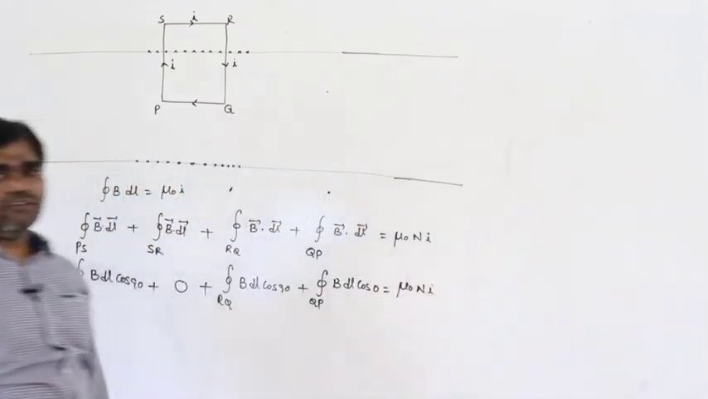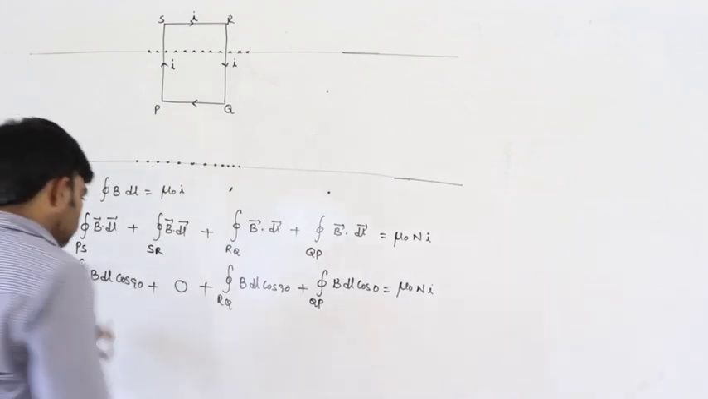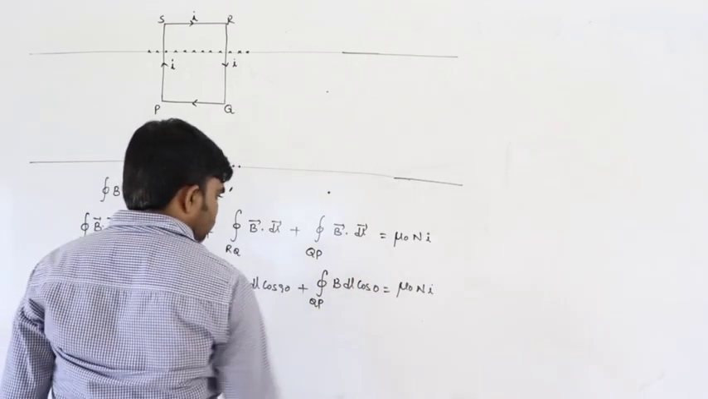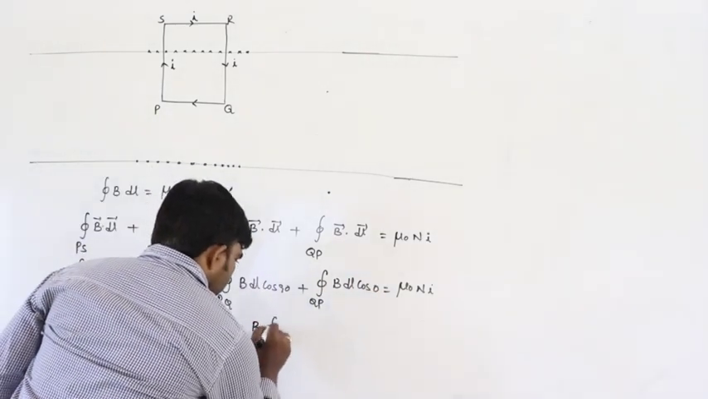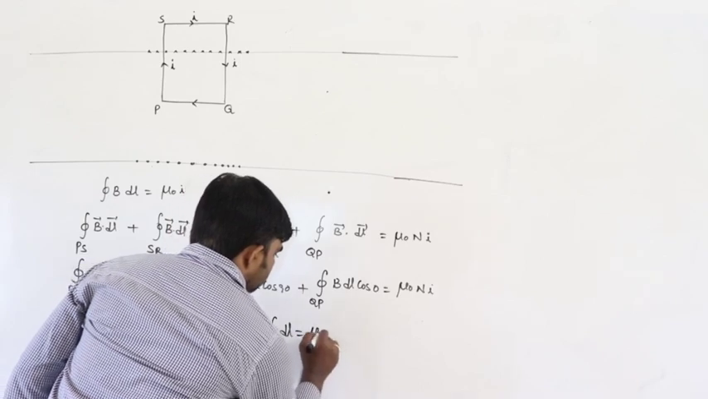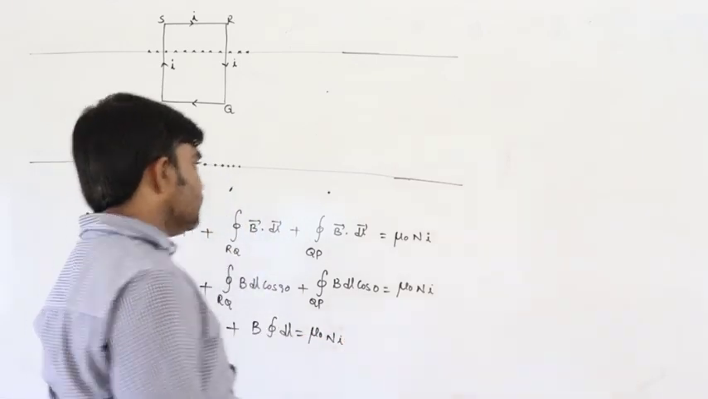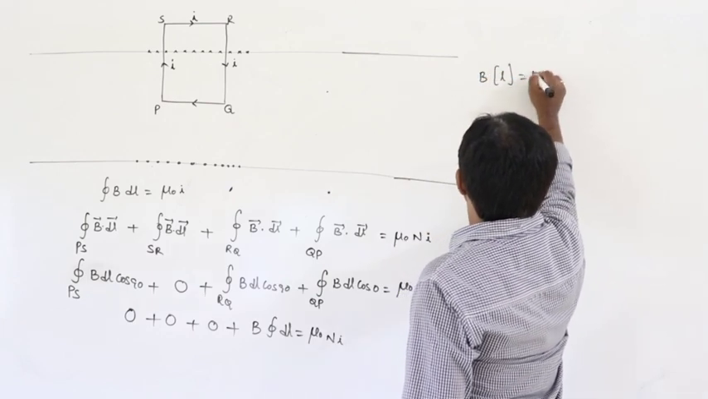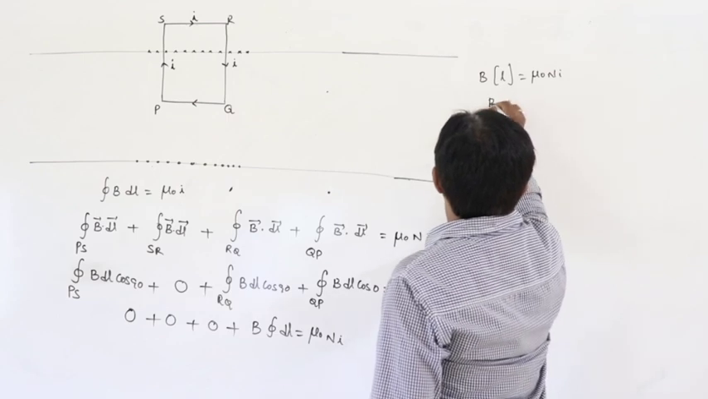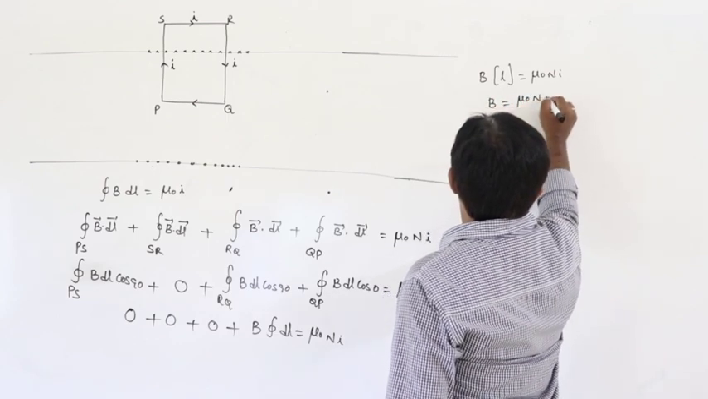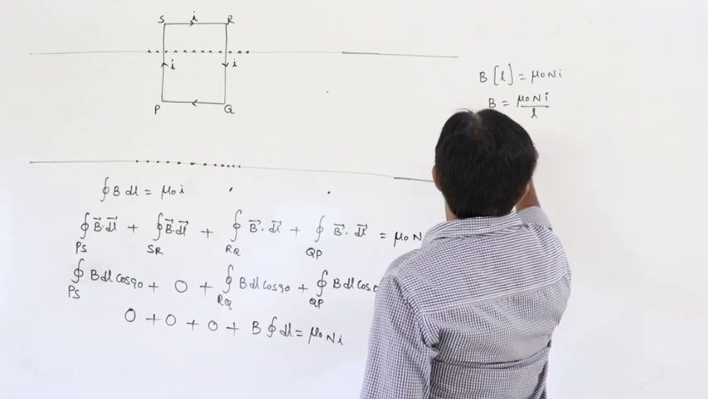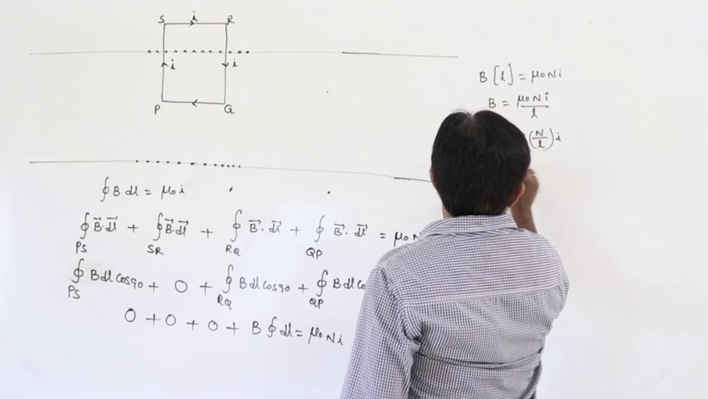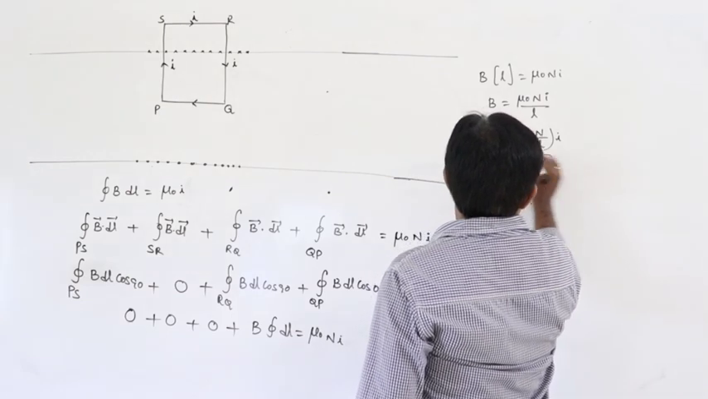N is the total number of turns. Cos 90 is 0, again cos 90 is 0, plus integral of B dl cos 0, which is 1. B times integral of dl equals mu naught N I. The integral of dl is the total length L, so B equals mu naught N I by L. So B equals mu naught times N by L times I, where N by L is the number of turns per unit length.